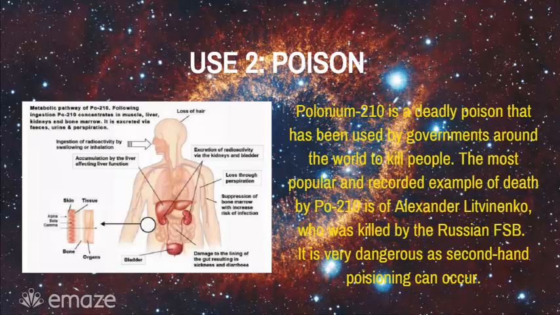Poison. Polonium-210 is a deadly poison that has been used by governments around the world to kill people. The most popular and recorded example of death by polonium-210 is of Alexander Litvinenko, who was killed by the Russian FSB for defecting to the United Kingdom. It is very dangerous as second-hand poisoning can also occur. On the left, the diagram shows how Litvinenko died.